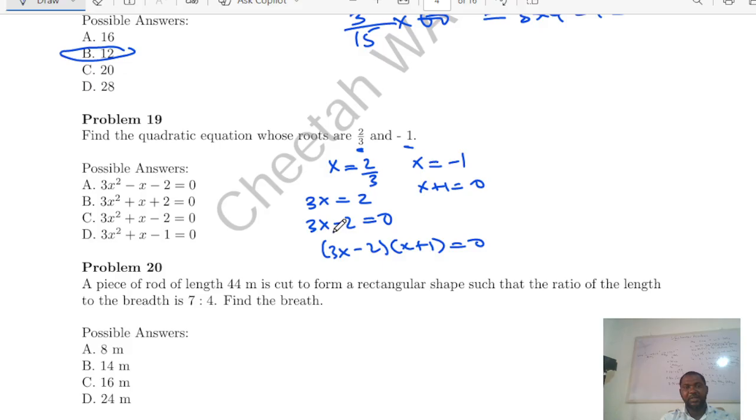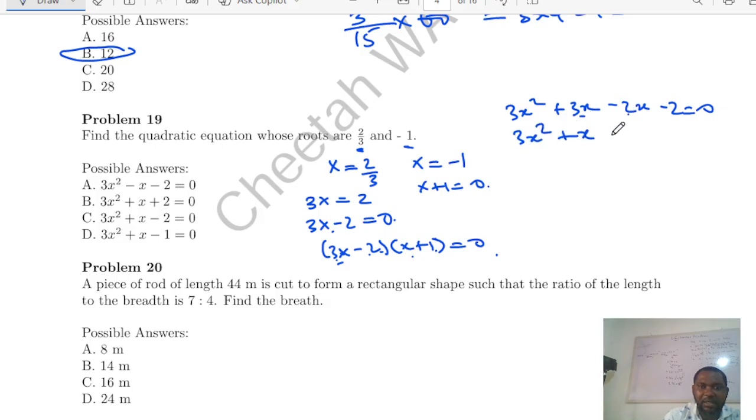So if this is equal to 0 and this is equal to 0, it means this times this is equal to 0. So I can open the bracket here. 3x times x is 3x squared. 3x times 1 is 3x. Minus 2 times x is minus 2x. Then minus 2 times 1 is minus 2, all is equal to 0. So this will be 3x squared, 3x minus 2x is x, and we have minus 2, which is equal to 0. So this is 3x squared plus x minus 2 is equal to 0. So the answer is C.